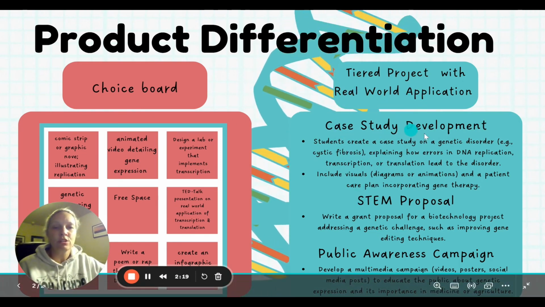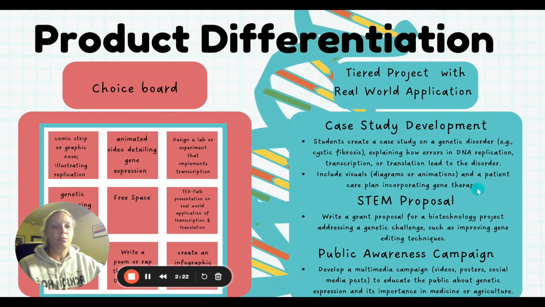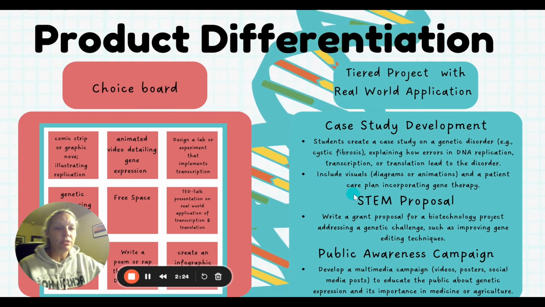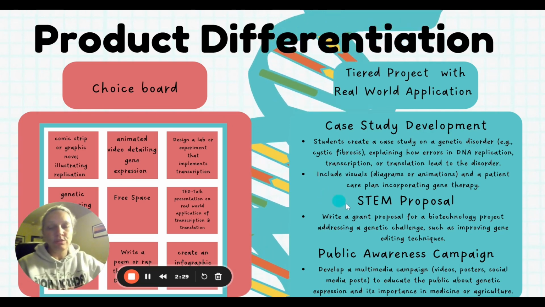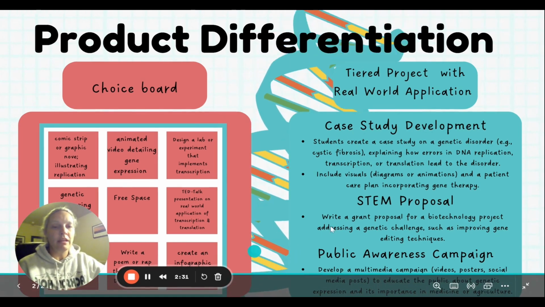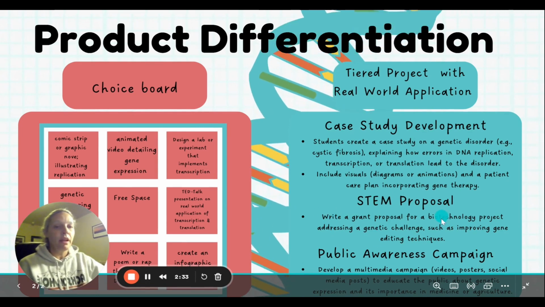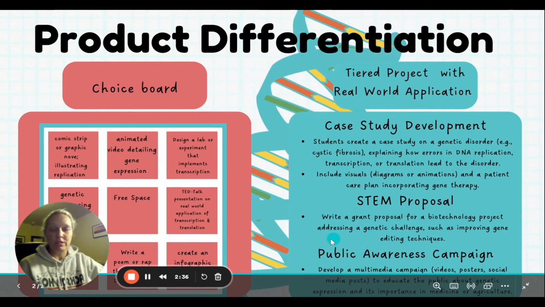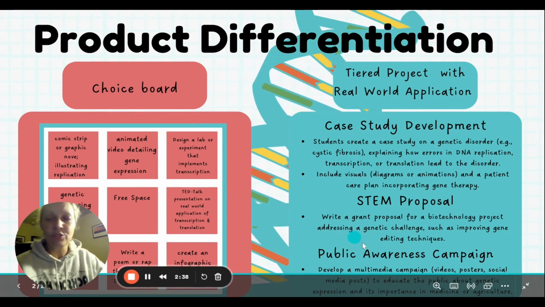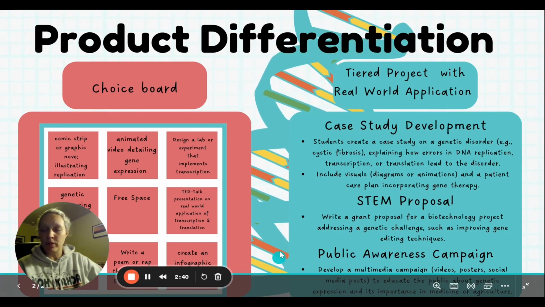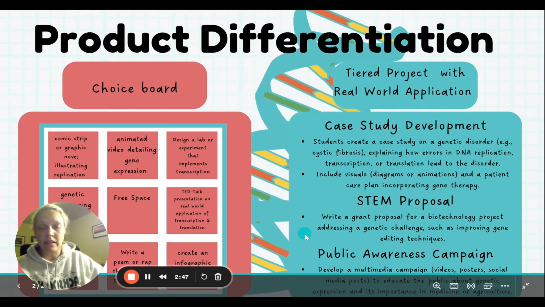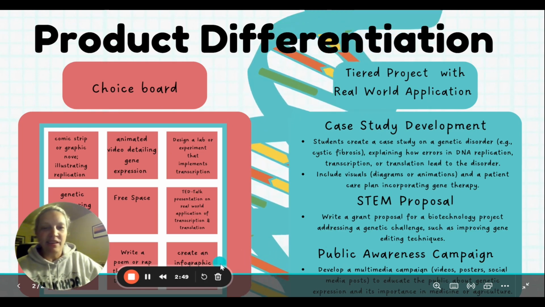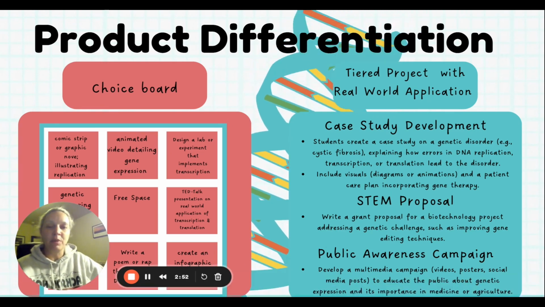The tiered project starts with a case study development, starting with some research, and it will include visuals. Then they move on to the proposal. This is where they write a grant proposal for a biotechnology company addressing a genetic challenge. And then they take it to the public with a public awareness campaign where they use multimedia and social media like Instagram, things that they already know, to gain public awareness.